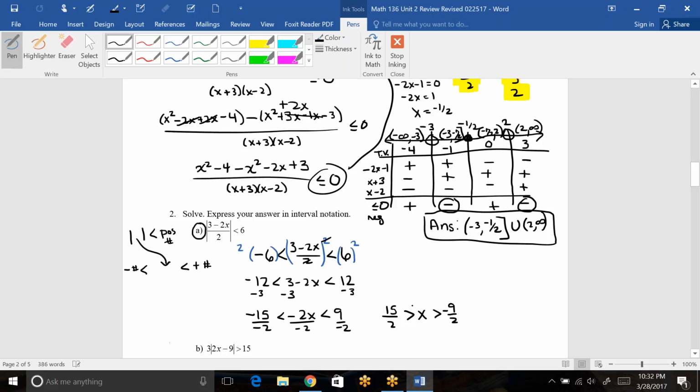So now they're both greater thans. Since they want us to write our final answer in interval notation, you still need to write it from least to greatest. So since there's no equal to, there's no brackets. So this would be negative 9/2 to 15/2. Are we okay with that one?